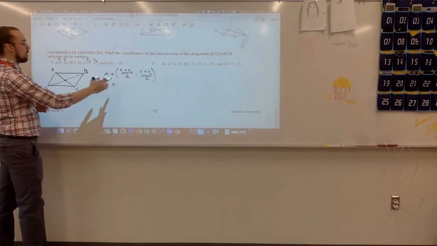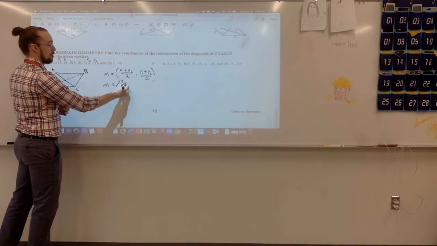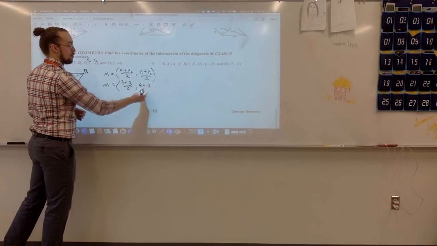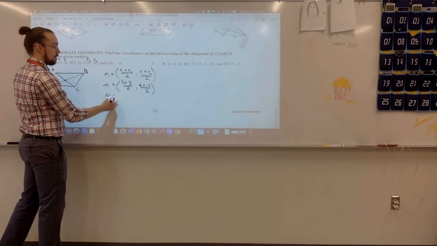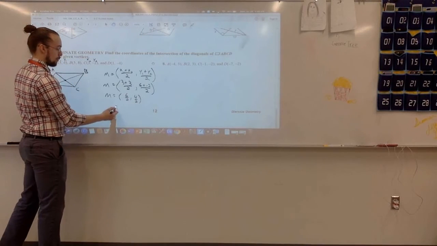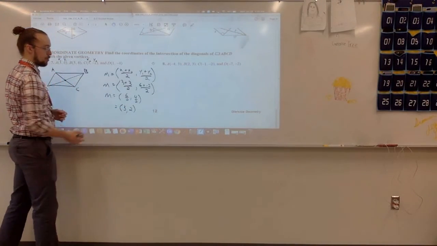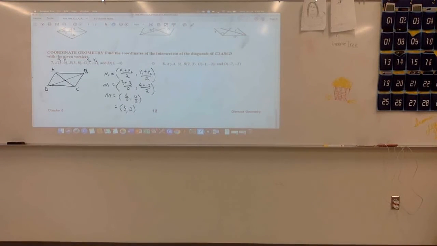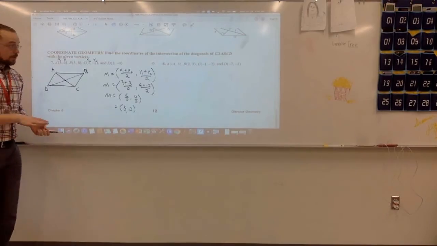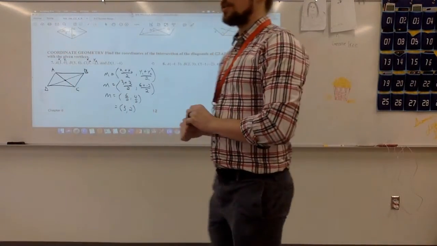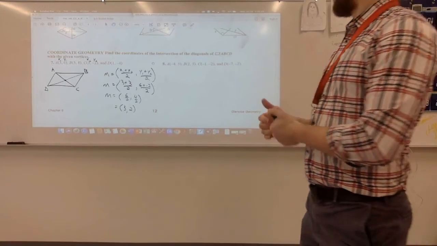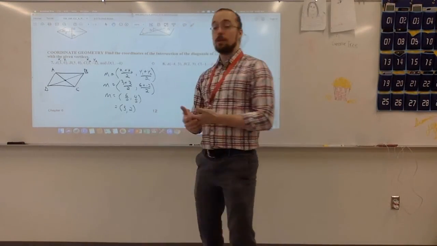So if we plug that in here, we'll have 3 plus 3 over 2, and 6 plus -2 over 2. So we'll get 6 over 2 and 4 over 2, which would just be the point 3, 2. Right, so what we're doing is finding the midpoint of a diagonal. The other way that we could do this is to put this information into Desmos. I can type in those 4 coordinate points and then draw in the diagonals, see where they intersect.